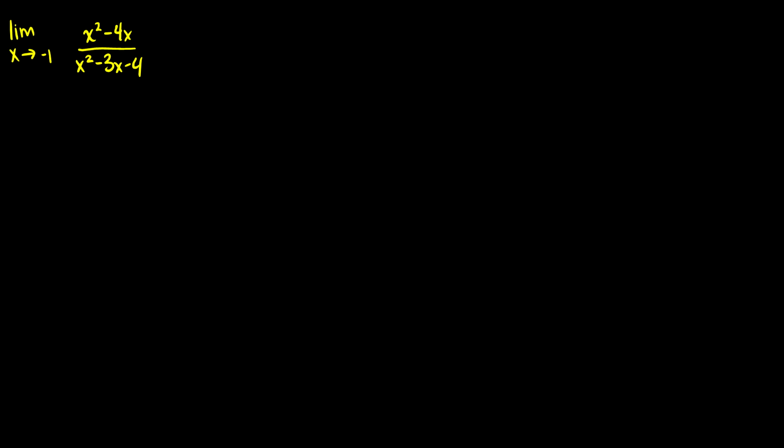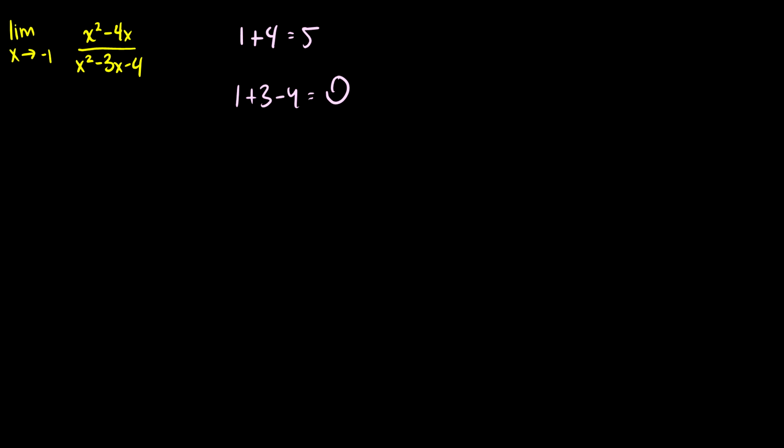So we're going to get negative 1 squared on the top, which is 1, minus 4 times negative 1. So this will be plus 4. So the top will be equal to 5 as we go towards negative 1. But the bottom, x squared minus 3x minus 4, well, negative 1 squared is 1. Minus 3 times negative 1 is going to be plus 3, minus 4. That's going to be 4 minus 4, which is 0.